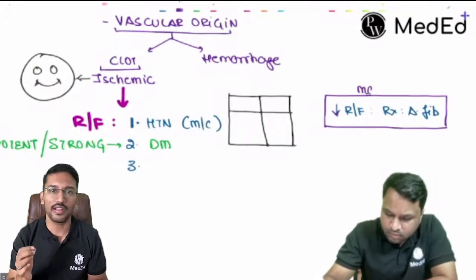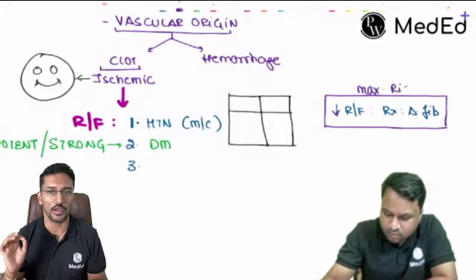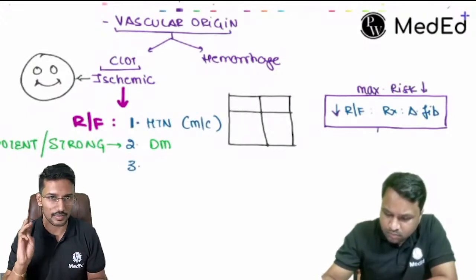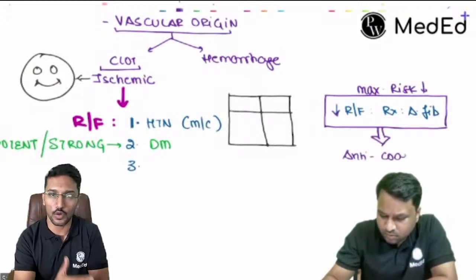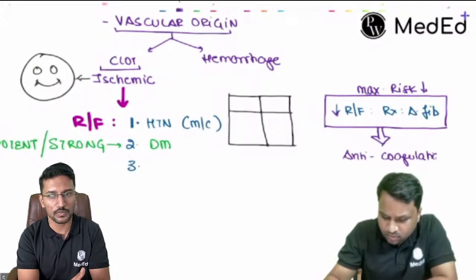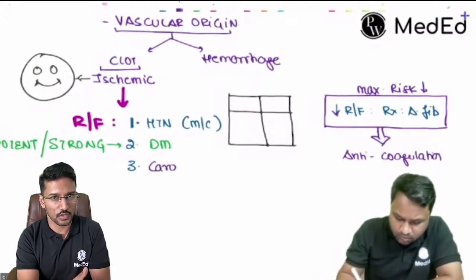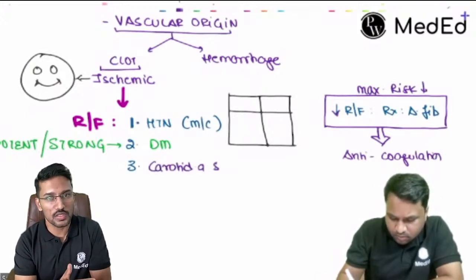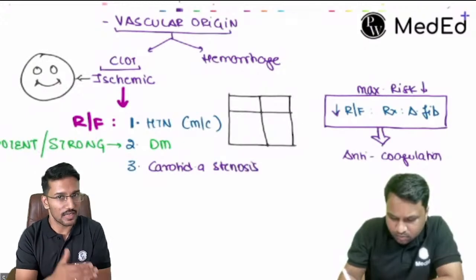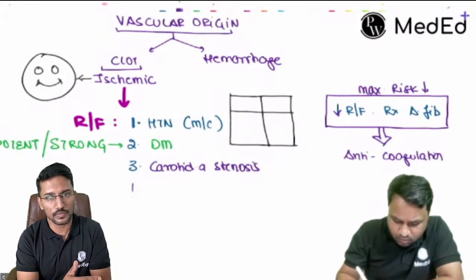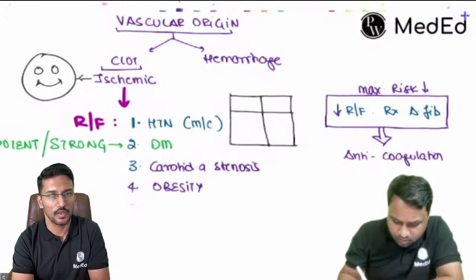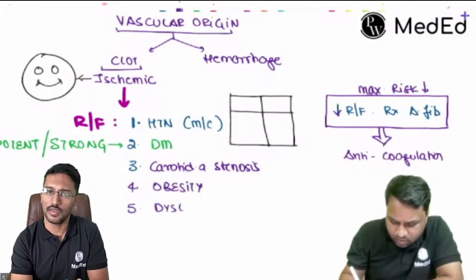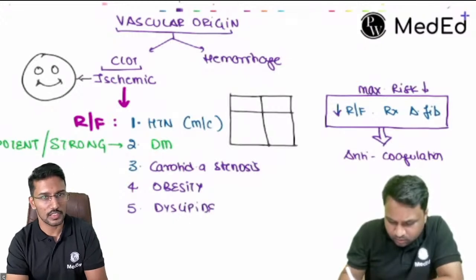By using anticoagulation, right? Anticoagulation. Clear? That is the third MCQ point. Beyond that, the other important risk factors include carotid artery stenosis, then hyperhomocystinemia, obesity, sedentary lifestyle, and dyslipidemia. These are important risk factors.